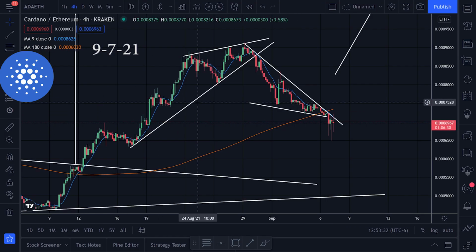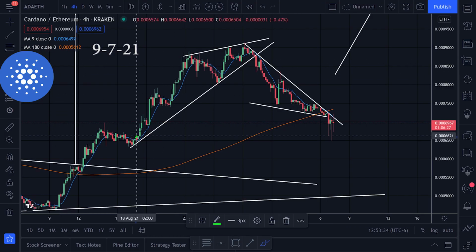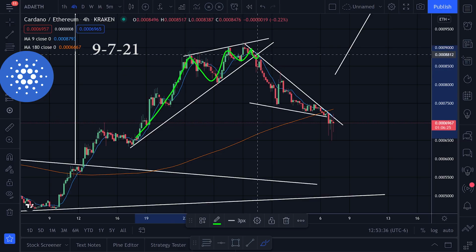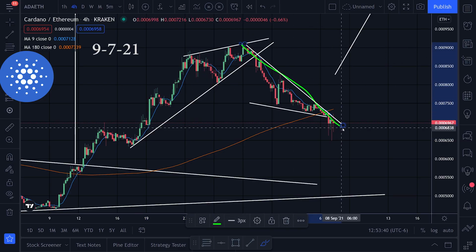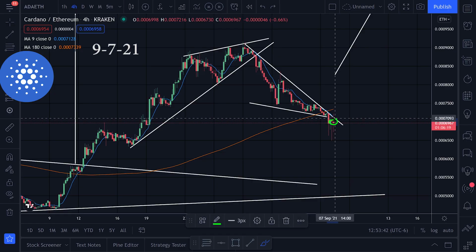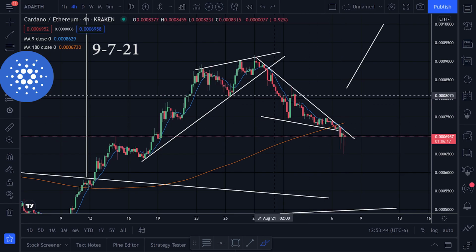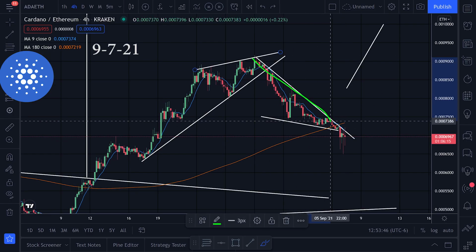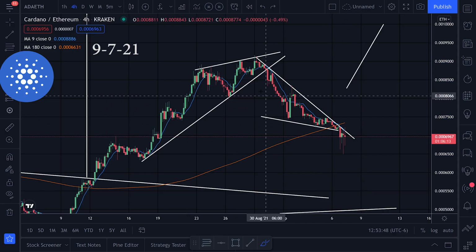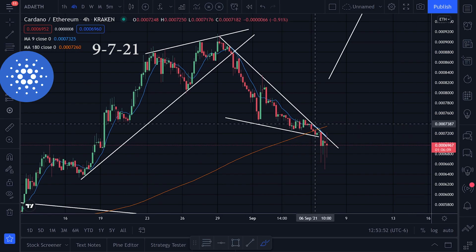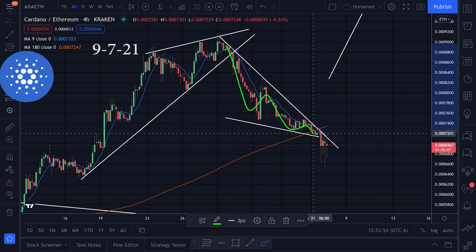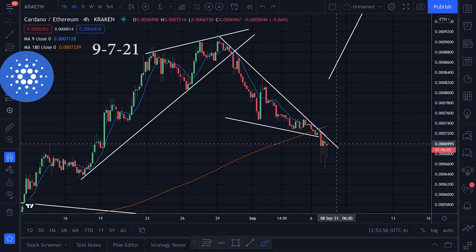Depending on if we keep heading down. If we take a look at the Cardano to Ethereum chart, we had a rising wedge right here. We broke to the downside right there, and we were watching this downtrend, and we're still watching it. It looks like we're coming up really close to that. Like I've been talking about, as long as this is going down, this is good for Ethereum, and if we can get a spike to the upside, that'll be good for Cardano. Right now, it looks like we're testing it right here, so let's keep an eye on that.